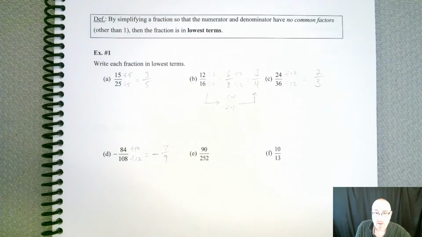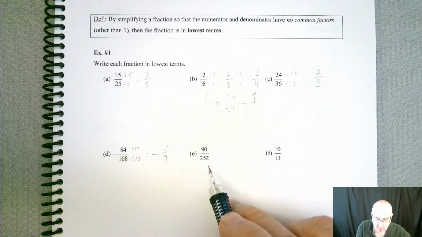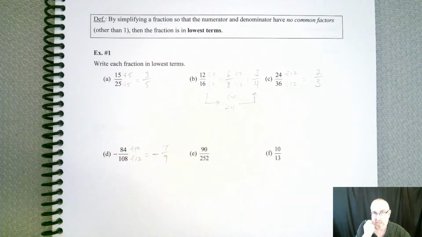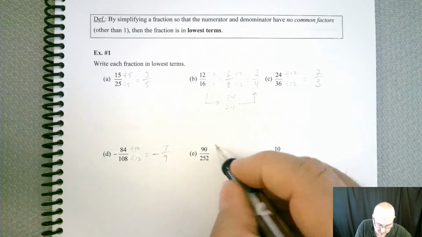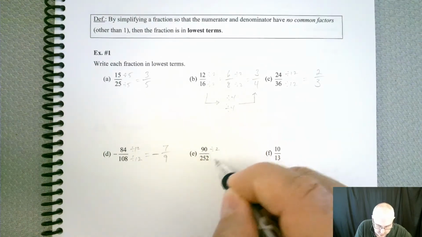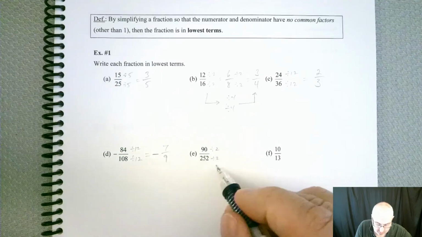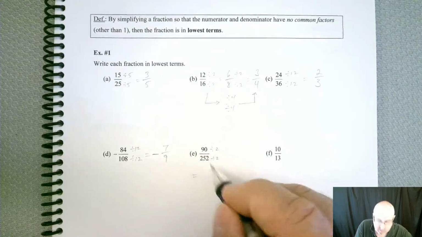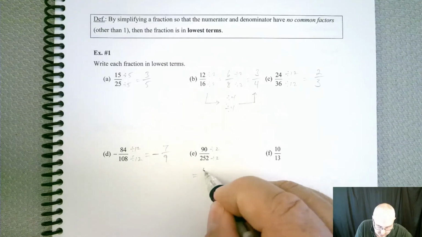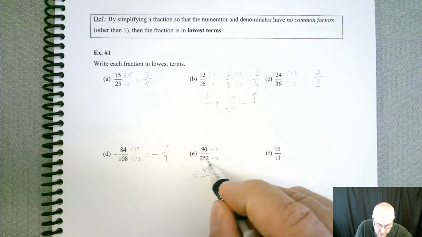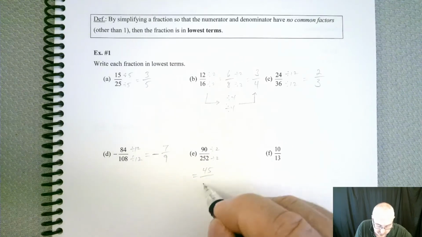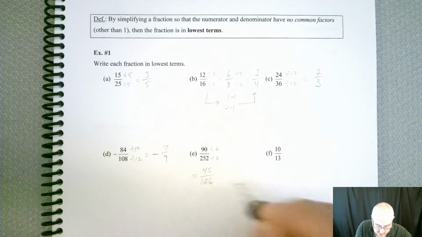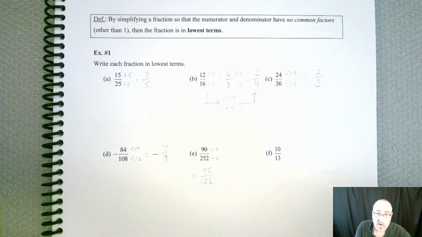All right, what about 90 over 252? Ugh. I don't want to think about the biggest one. Let's do easy. Let's divide the 2 out first. If we divide 2 out, what do we get? 90 divided by 2 is 45. 252 divided by 2 looks like 126. All right, so that's a little better. But what goes into those?